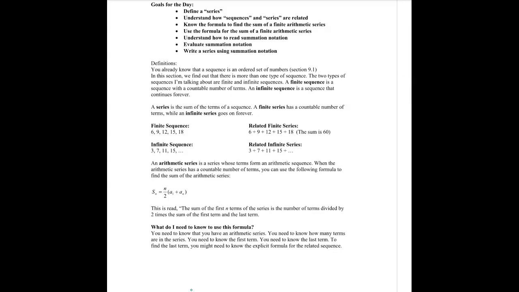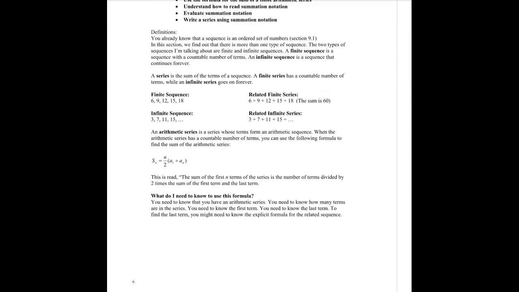We already know that a sequence is an ordered set of numbers from 9.1. In this section, we're going to find out that there's more than one type of sequence. The two types of sequences I'm talking about are called finite and infinite sequences. A finite sequence is a sequence with a countable number of terms, and an infinite sequence is a sequence that continues on forever. A series is the sum of the terms of a sequence. A finite series has a countable number of terms, while an infinite series goes on forever.